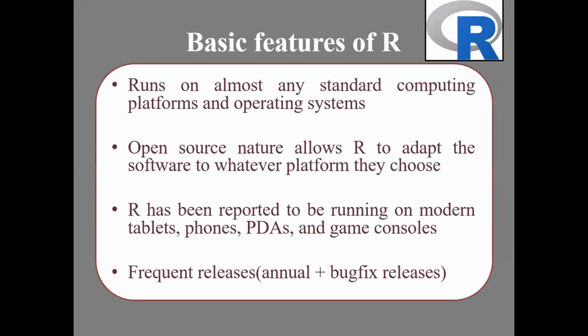There are some basic features of R. It can run on almost any standard computing platform, like Windows, Linux, Mac, or any Unix system. It can also be installed on tablets, phones, even PlayStations. The size of the community is staggering, and it is a very active community. They have very frequent releases of R. I think every year there are at least 4 releases, one every 3 months. So this was the second release this year.